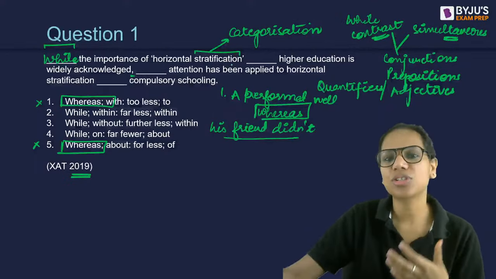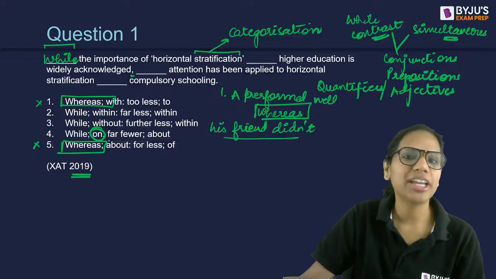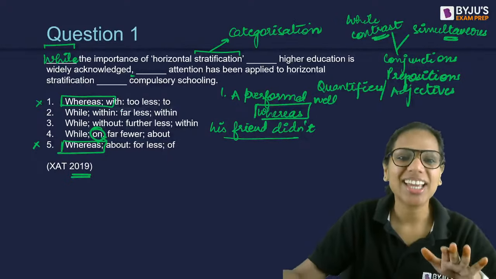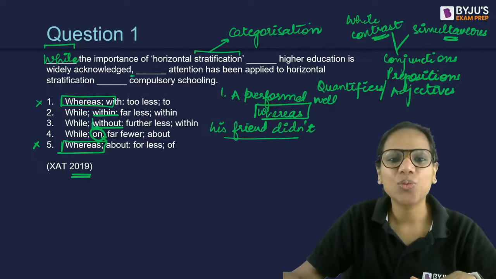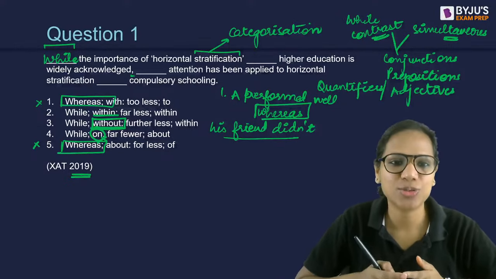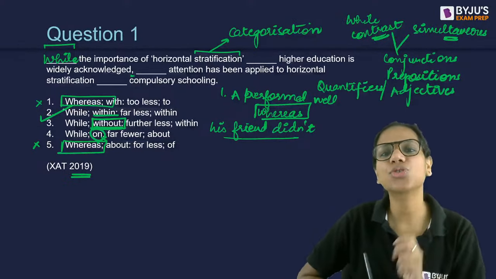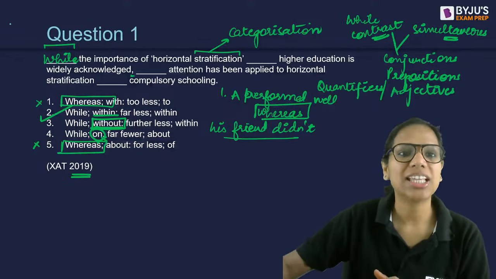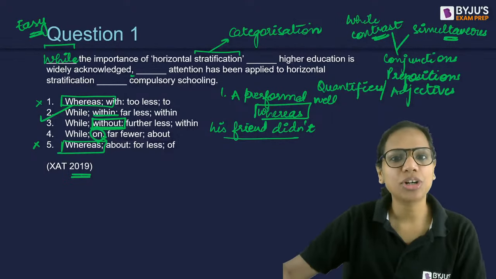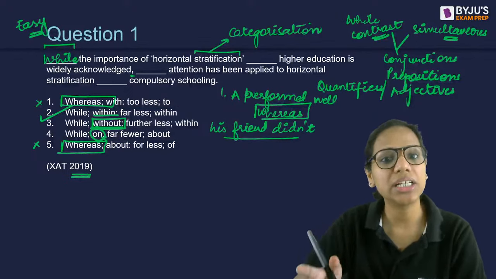While the importance of horizontal stratification dash higher education. So on higher education cannot come. Higher education के ऊपर नहीं कर रहे हैं हम कुछ, right? Then within, without higher education, no, within this field of higher education, that's what I want to say. So right at this stage, just by looking at the first two words, you can actually solve this question. That makes it an easy question. Okay, so the importance of horizontal categorization within higher education is widely acknowledged.